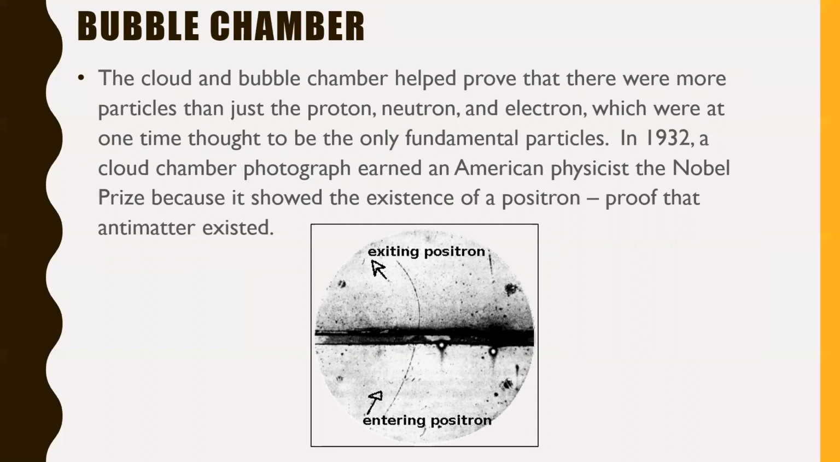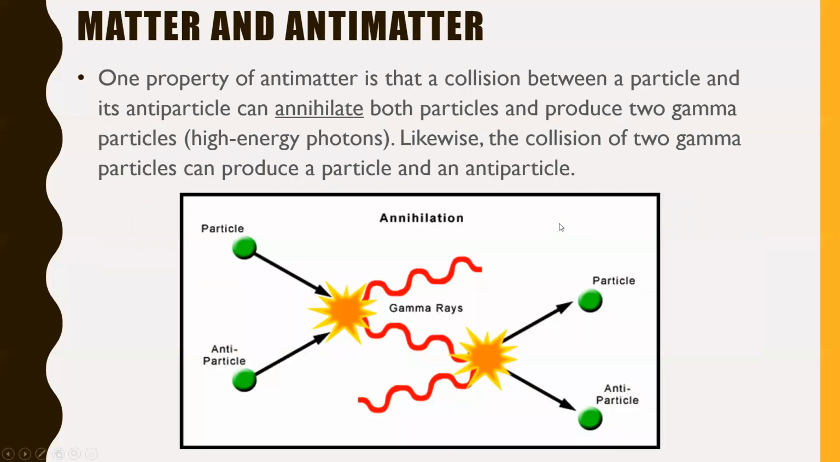You don't have to analyze it too much, but you can see that little curved line that comes off the horizontal line there. Just based on the behavior of that line and what it was doing within the bubble chamber, they were able to determine that that was antimatter colliding with regular matter and therefore extinguishing it altogether, which is pretty crazy for 1932.